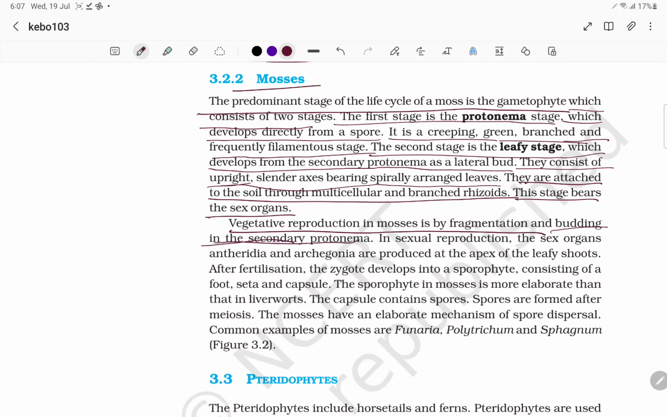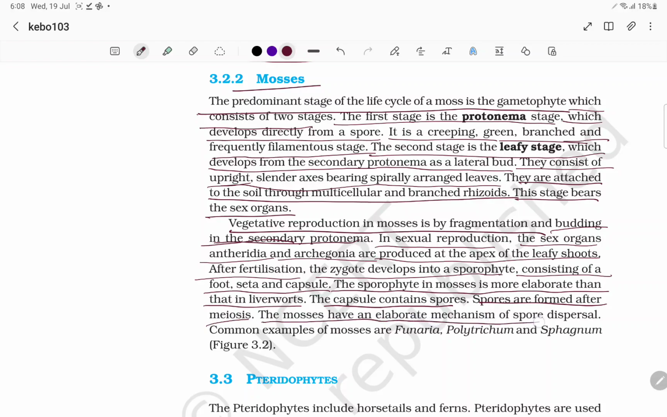There you have gemma and gemma cups. Here you have budding of the secondary protonema. In sexual reproduction, the sex organs, antheridia and archegonia, are present on the leafy shoots. After fertilization, the zygote will develop into a sporophyte consisting of foot, seta and capsule. The sporophyte in moss is more elaborate than in liverworts. The capsule consists of spores, which are formed after meiosis. Mosses have an elaborate mechanism of spore dispersal.